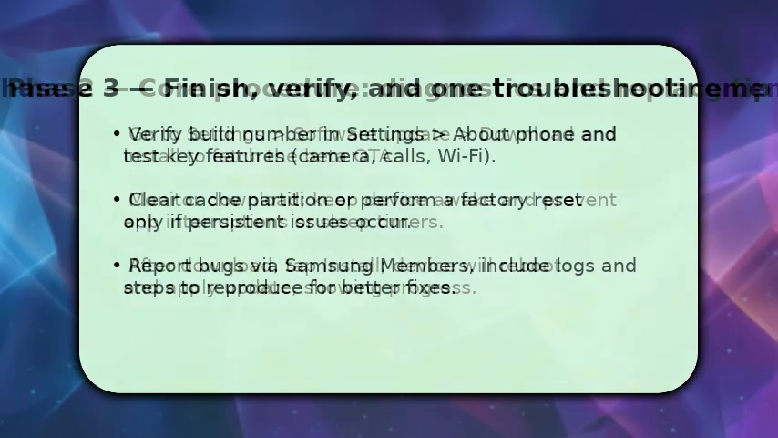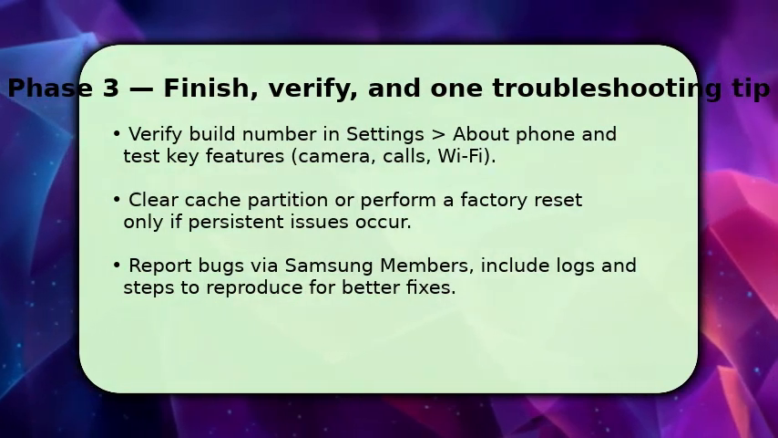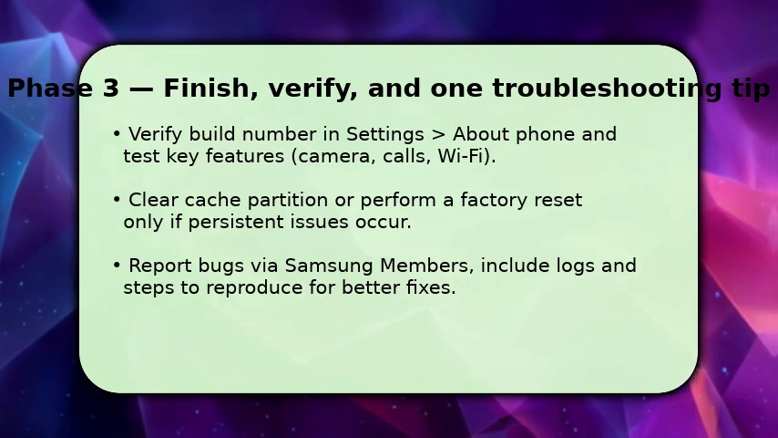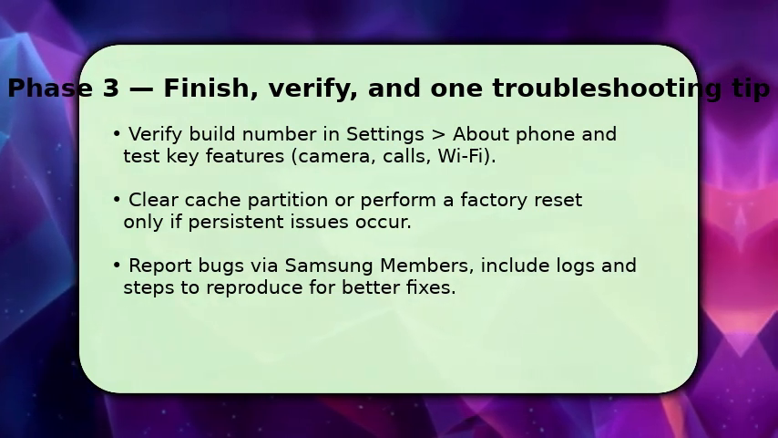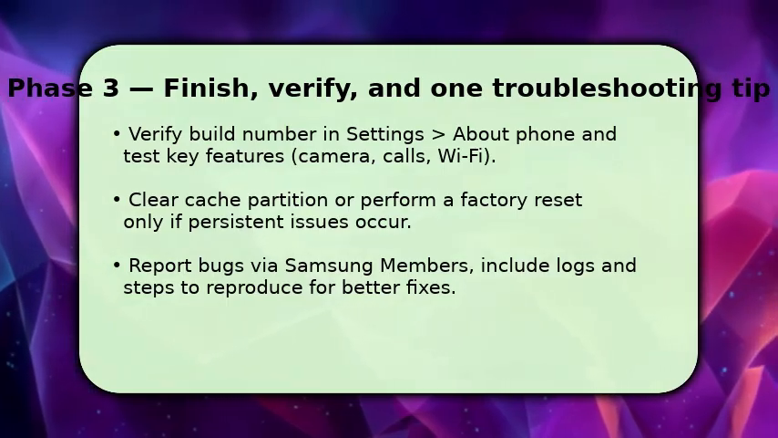You finish by confirming the new build in settings about phone and running quick checks on camera, calls, Bluetooth, and Wi-Fi to catch regressions. If apps behave oddly, clear the system cache partition first. That often resolves residual issues.